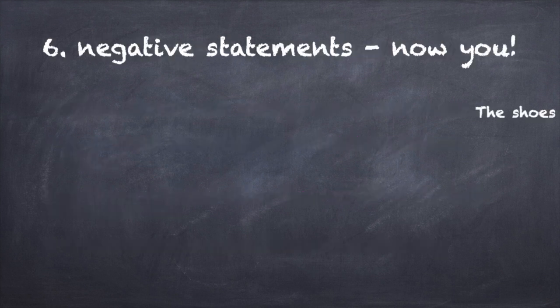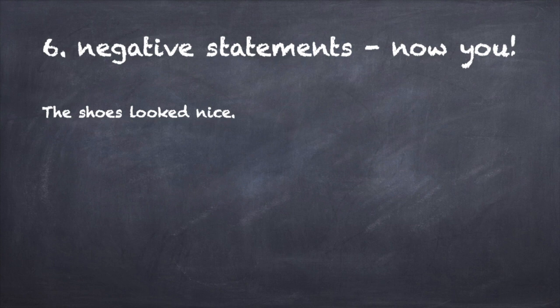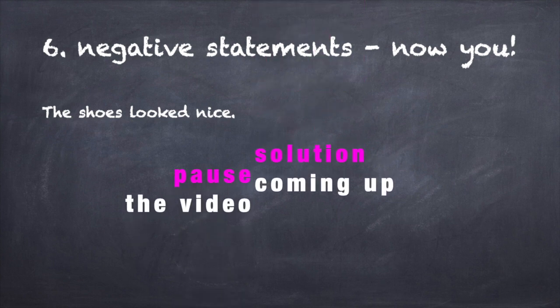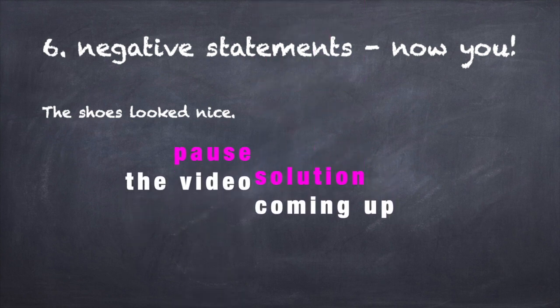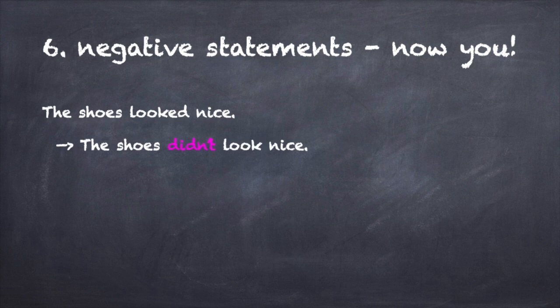So, again, a few exercises for you. This is a sentence in the positive form. Try to negate this sentence. You can pause the video and write it down. And if you have more questions, I can tell you a few more hints. So, don't forget that you have to use the simple past form of did. Negate it, so didn't. And then looked turns back into the basic form, so it becomes the shoes didn't look nice.